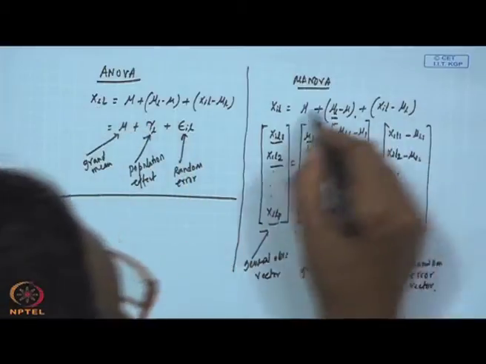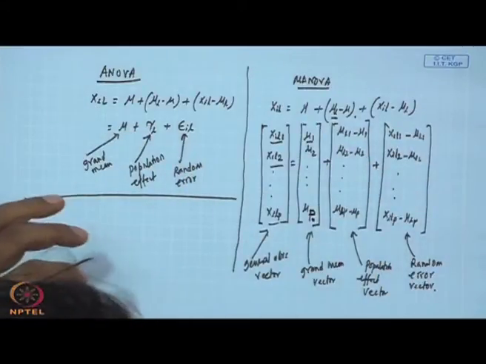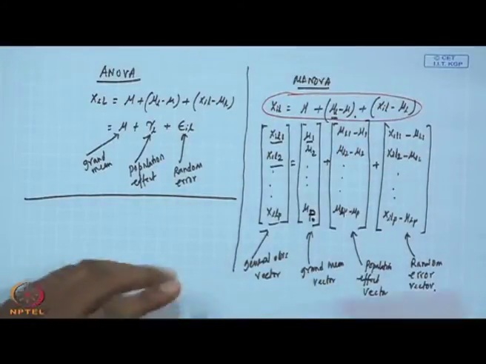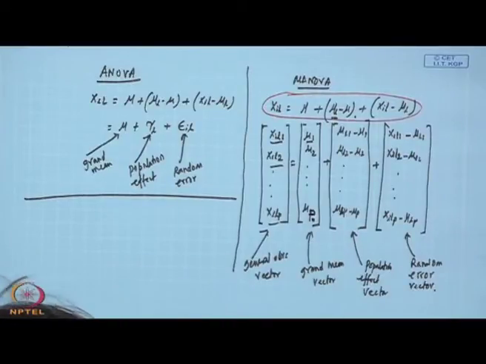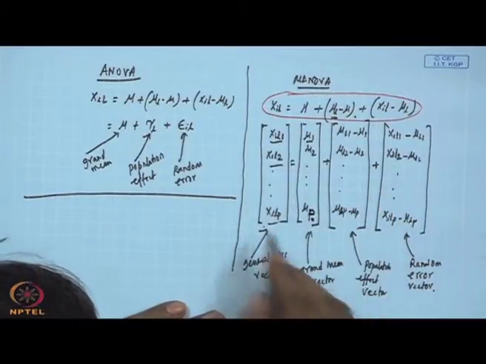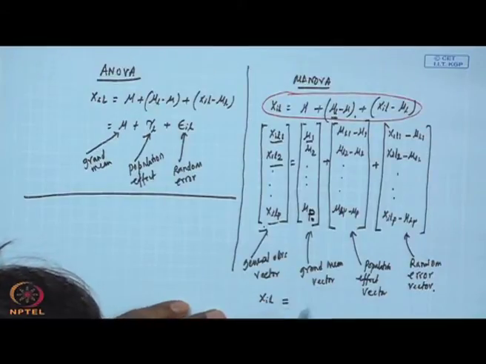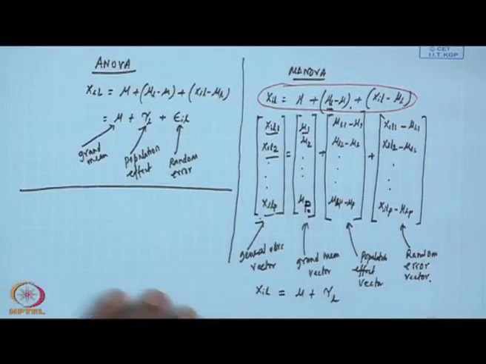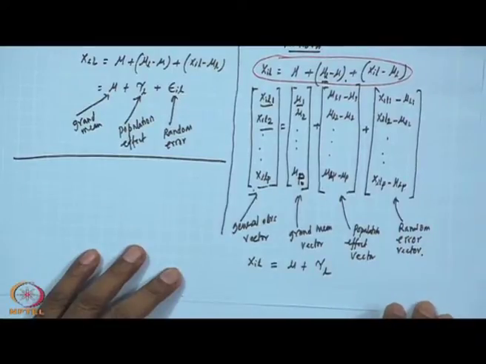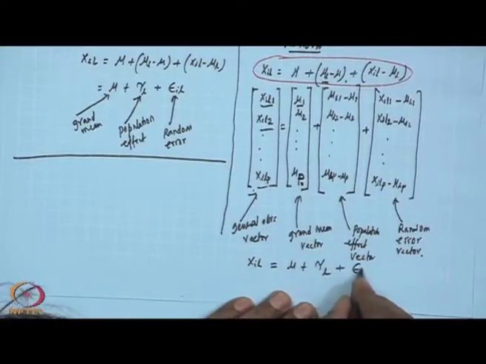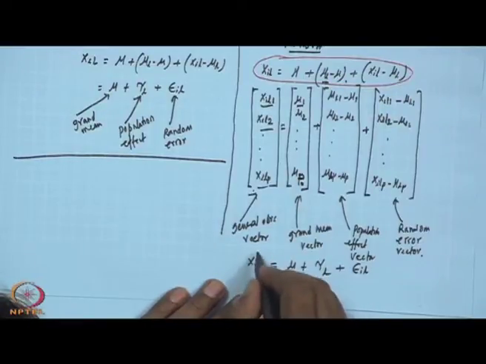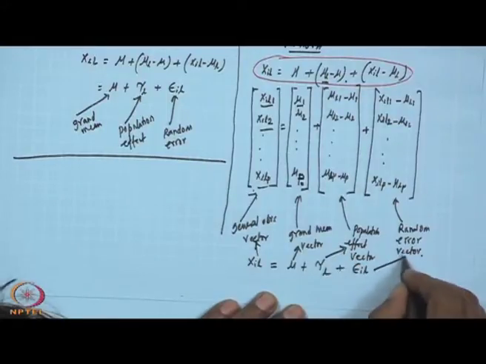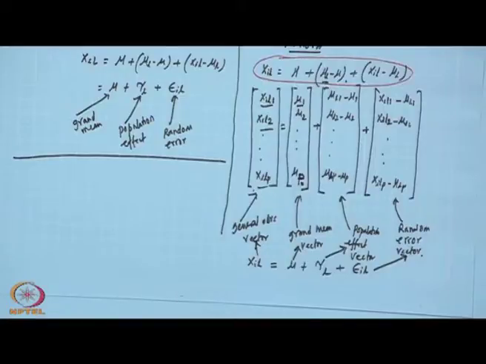This partitioning we can also write in the same manner. Earlier we have written that the first one is XIL, then the second one is mu, that is also fine, then the third one will be tau L, plus epsilon IL. So this is my general observation, this is my grand mean vector, this is the population effect vector, this is the random error effect.